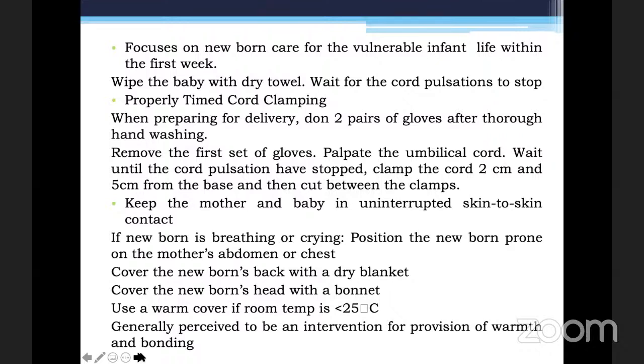Keep the mother and baby in uninterrupted skin-to-skin contact. If the newborn is breathing or crying, position the newborn prone on the mother's abdomen or chest. Cover the newborn's back with a dry blanket. Cover the newborn's head with a bonnet. Use a warm cover if room temperature is less than 25 degrees Celsius. This is generally perceived to be an intervention for provision of warmth and bonding.